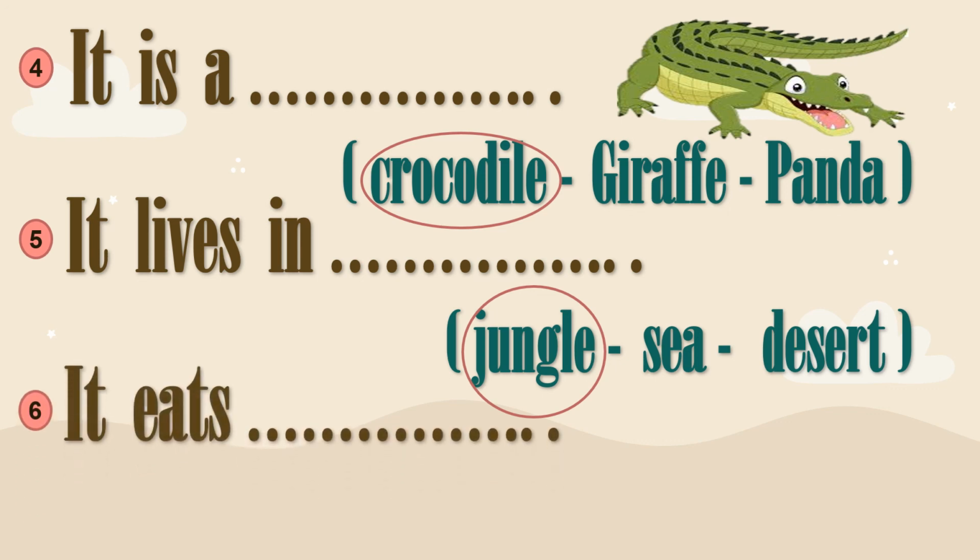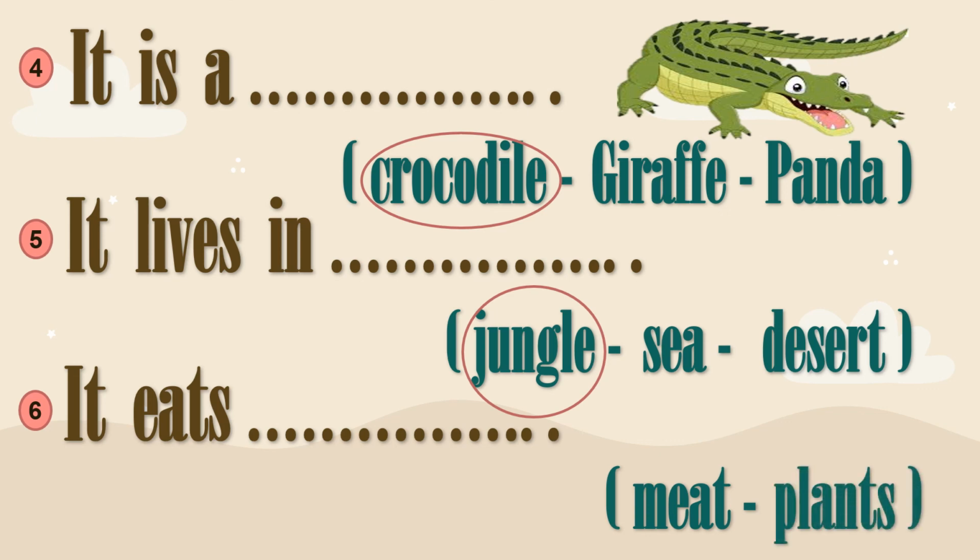Number 6. A crocodile eats meat or plants. It eats meat.